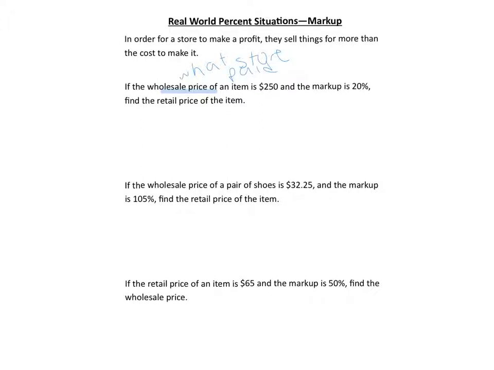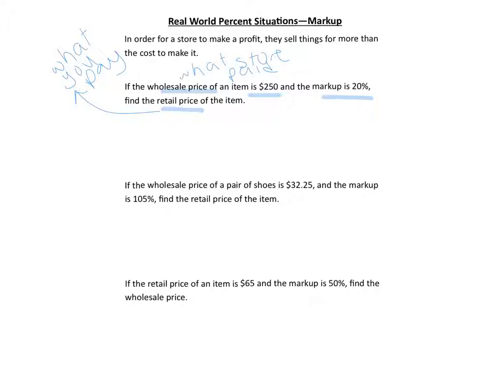In looking at this first one, we have, if the wholesale price, that means what the store paid, of an item is $250 and the markup is 20%, find the retail price. Retail price is what you pay when you go shopping. If I go into a store and pay $100 for a pair of shoes, it didn't cost that store $100 to make that pair of shoes. It probably cost that store only $30, $40 to make that pair of shoes, and that means the store's going to get a profit off of that amount.